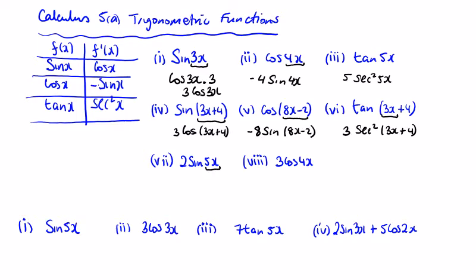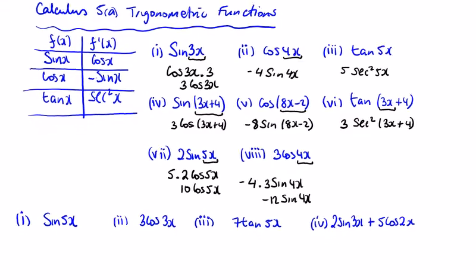Now the 5x goes to 5, so we have 5 times, and sine goes to cos, 2 cos 5x. So that in fact is going to give me 10. 5 times 2, 10 cos 5x. Similarly in this one, 4, 3 cos 4x. Cos goes to minus sine, so we have minus 4 times 3 sine 4x. So we're going to get minus 12 sine 4x. So just practice a lot of these and then they won't hold any fear.